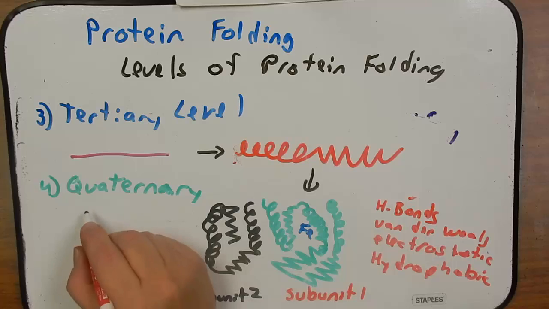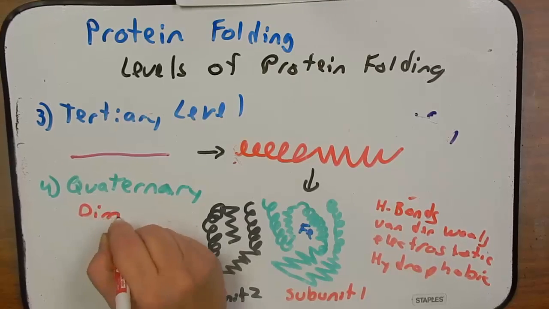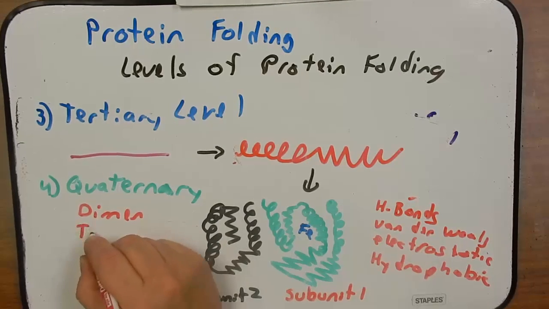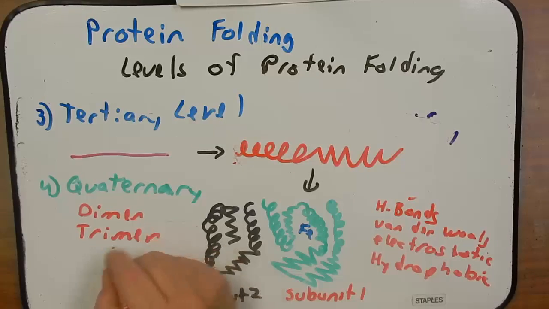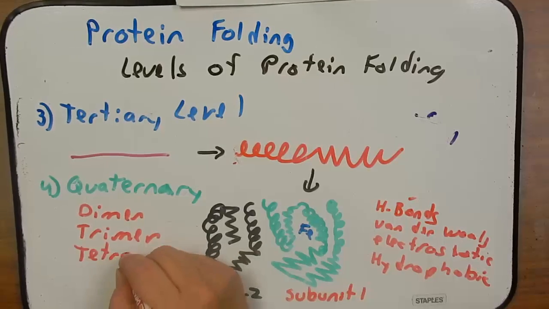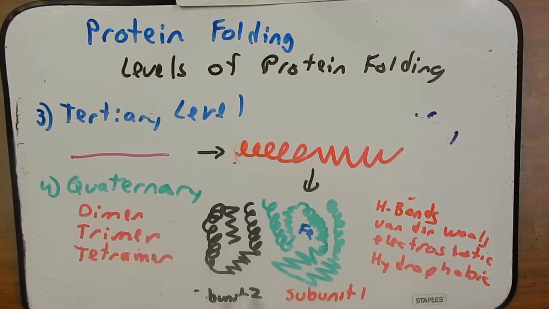When it's two, more specifically, we would call that a dimer. If there are three, we call it a trimer, 4, a tetramer, and so forth. If they're different, like we see here, they would be called heterodimer, heterotrimer, heterotetramer. If they're the same, we would call them homodimers, or homotrimers, or homotetramers.